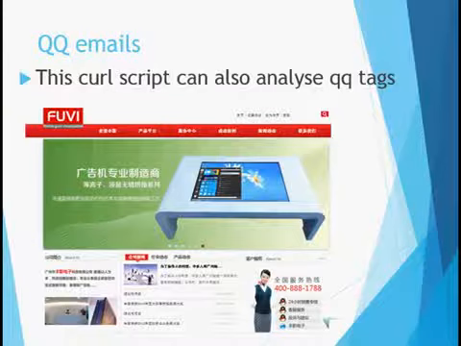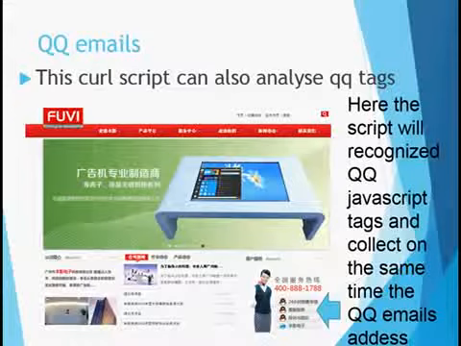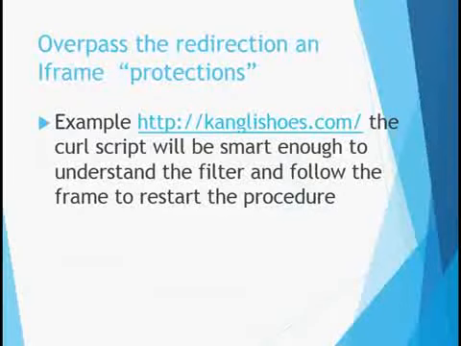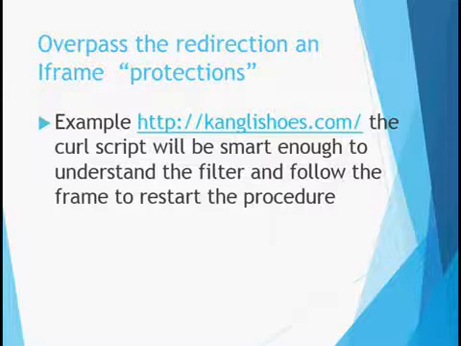The fact that he recognized some QQ user in the code is UIN equal and a number. When he sees this, he knows that it's a QQ user. So automatically he will collect all the QQ email addresses that are in this website. If there is a protection, this script is very, very smart. If there is a protection with an iframe, for example in konglishu.com, the script will first scan konglishu, and he will see nothing. Not interesting. Actually, there is something, but it's protected behind an iframe. He will see the iframe, and he will restart the procedure behind the iframe.